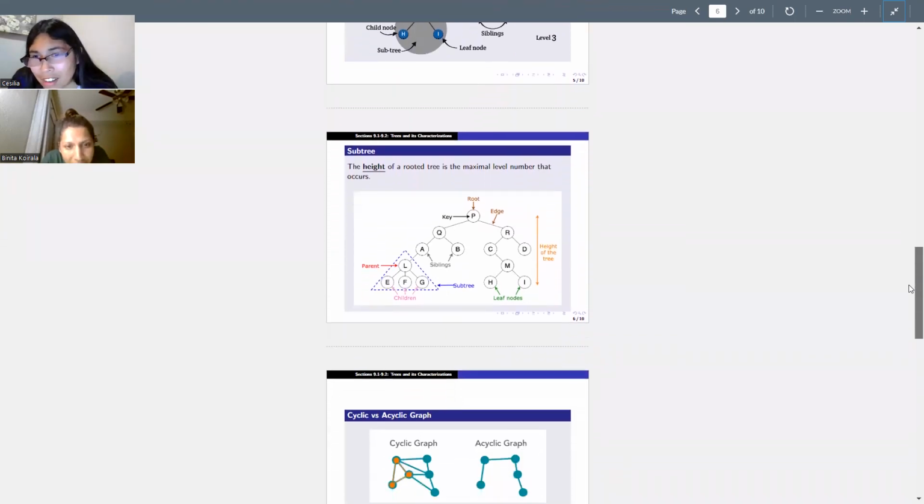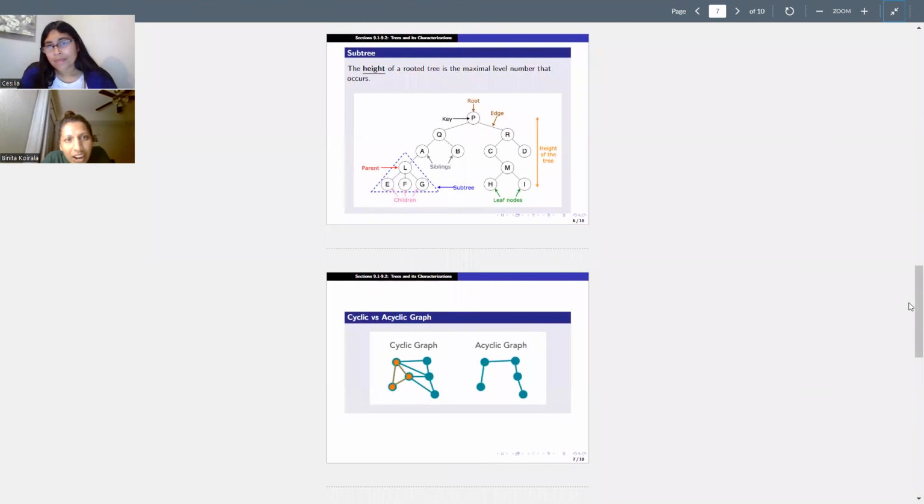Okay, subtree. There we go. The height of a rooted tree is the maximal level number that occurs. So here P is the root, and P goes to Q and R. Q goes to A and B, which are siblings, and R goes to C and D. C goes to M, and M goes to H and I. H and I are the leaf nodes. On the other side, A goes to L, and L goes to E, F, and G.